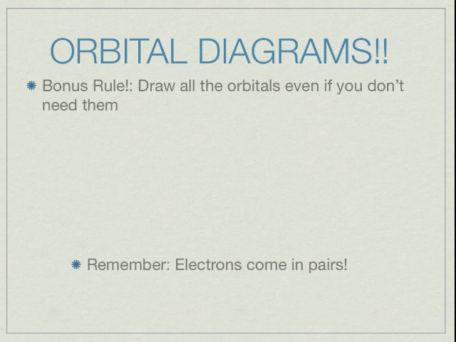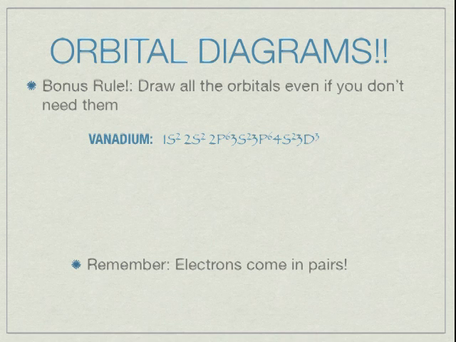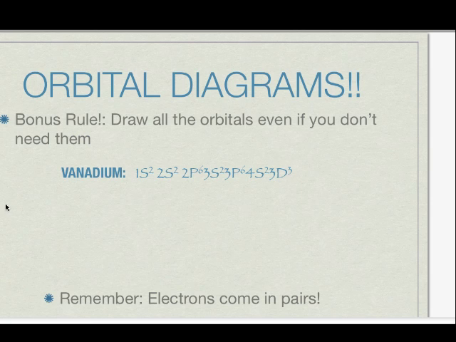And we've got a bonus rule. Draw all the orbitals even if you don't need them or they're not filled. Okay? So, a little longer. Sometimes, like when you have a D or an F, you're only going to have a small number of electrons that fill up that particular sublevel. So you might have some empty orbitals. It's longer, but let's translate it.